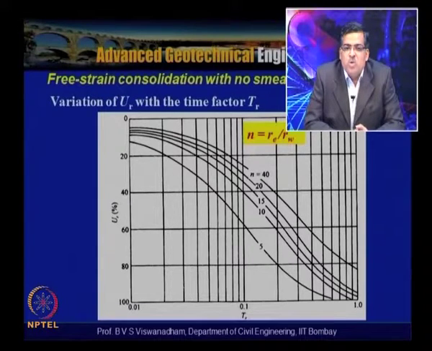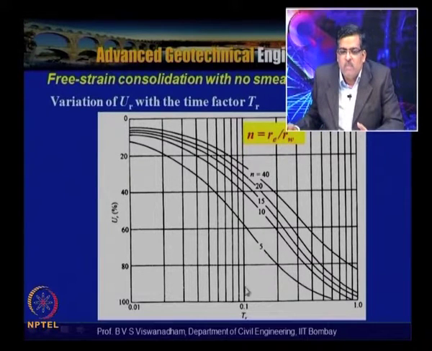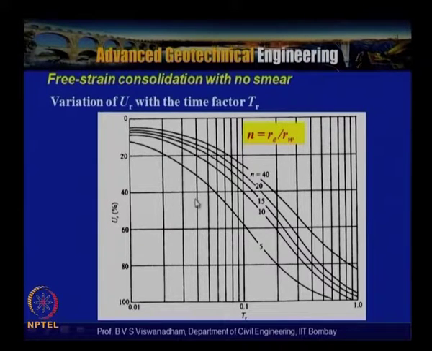So, the variation of Ur with time factor Tr is given here for different values of n, where n is equal to Re by Rw. Re is the effective radius, and Rw is the radius of the well or drain. So, with that, for a certain time, we can calculate what is the Ur, the degree of consolidation.